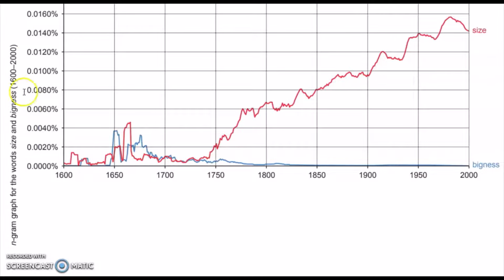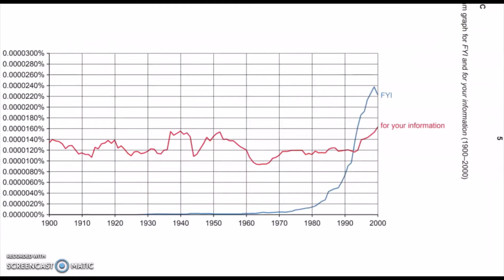For example, here the topic is the n-gram graph for the words size and bigness. It is given in the question, between the period 1600 to 2000. In the second graph, again in the question it is given that the phrases FYI and for your information, between the period of 1900 to 2000. So this information is very important for the analysis.